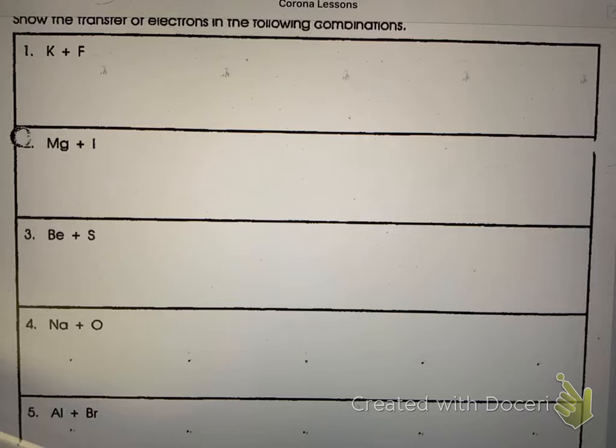So let's take a look at magnesium. We just did magnesium, and with magnesium, we have 2 valence electrons. So I'm going to put my 2 dots there on my Lewis dot structure. And then iodine has 1, 2, 3, 4, 5, 6, 7 valence electrons. Now, magnesium wants to get rid of its electrons. So it's going to give this electron over to iodine. But iodine already has 7 out of the 8, and it won't take 2 electrons.